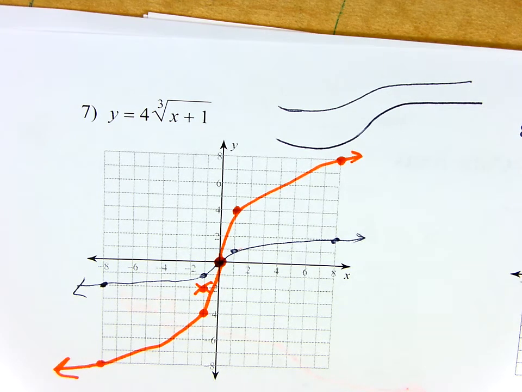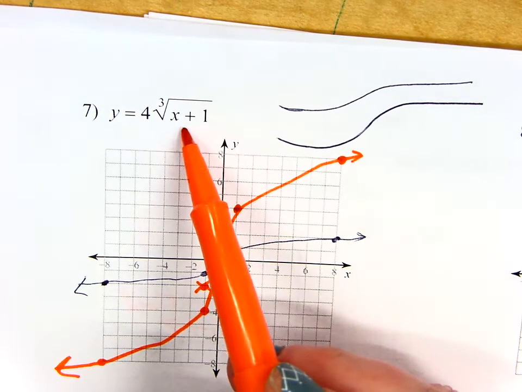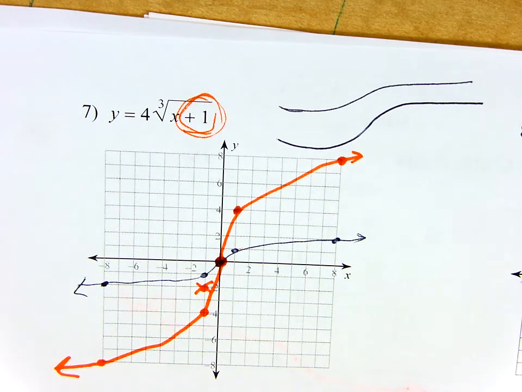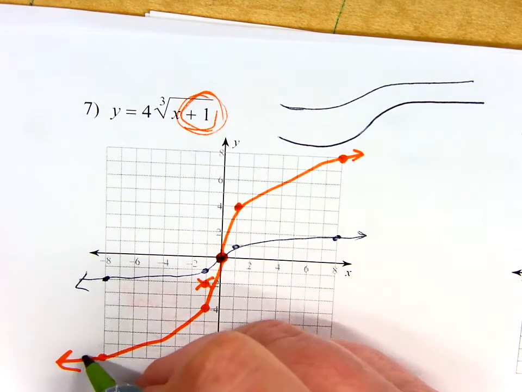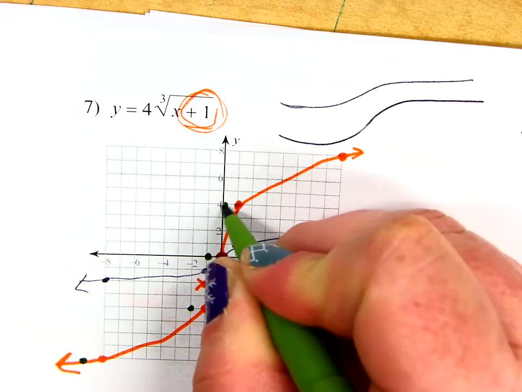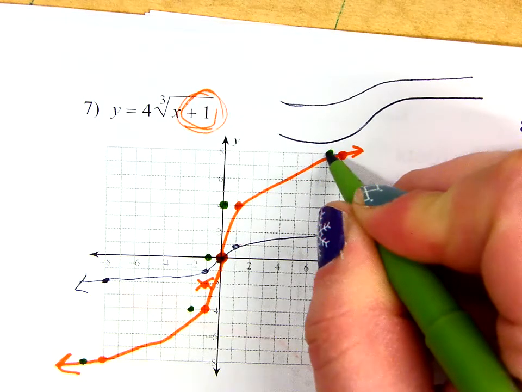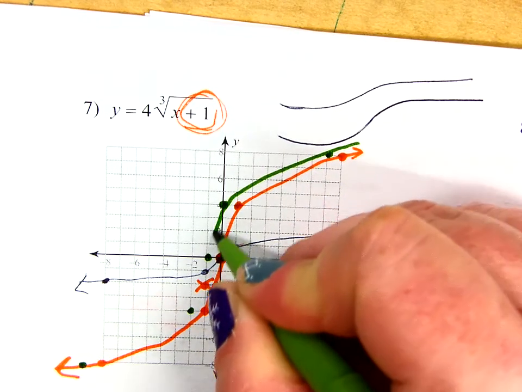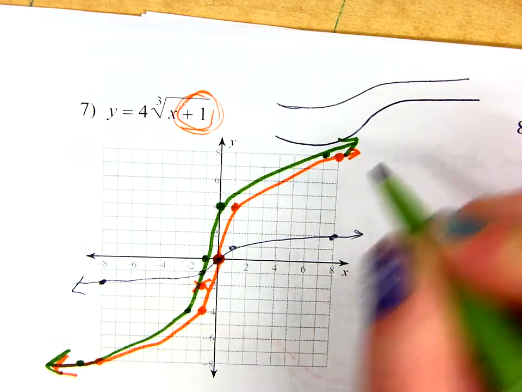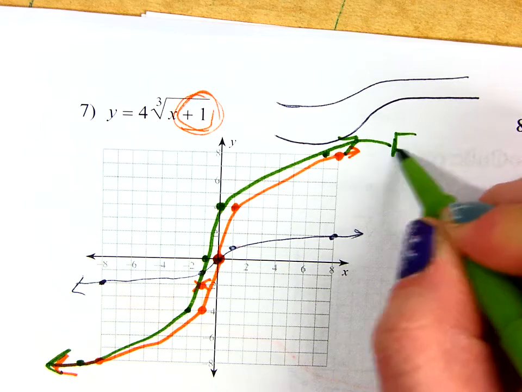Quite a bit bigger. And now, all I have left to do is, if there's a plus 1 under there with the x, that really means to go, which way? Left 1 space, exactly. And there we have it. So the green is my final graph.